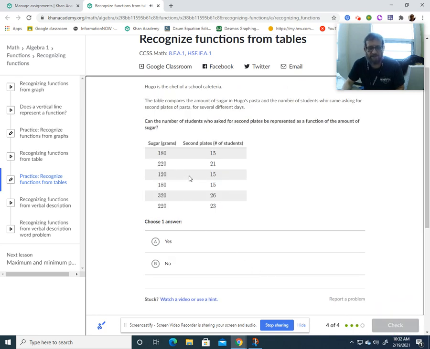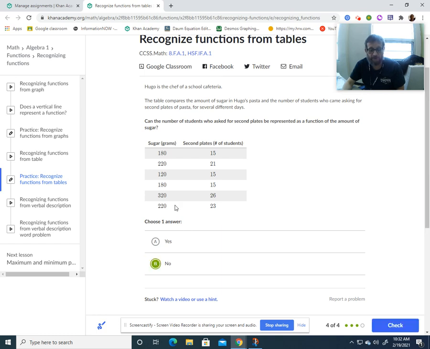So again, one more time. I put in 180, I got out 15. Later I put in 180, I got out 15. That's good. I put in 220, I got out 21. Later I put in 220, I got out 20. Later I put in 220, I got out 23. That's a problem. That's not a function.